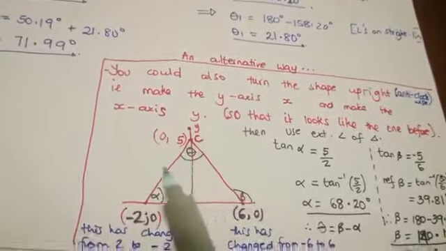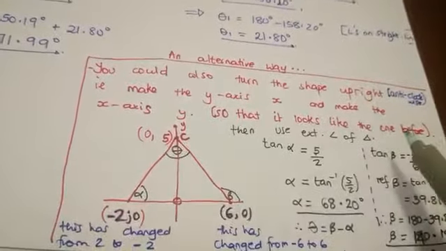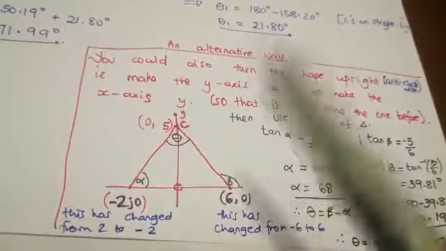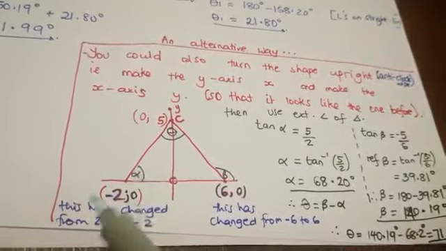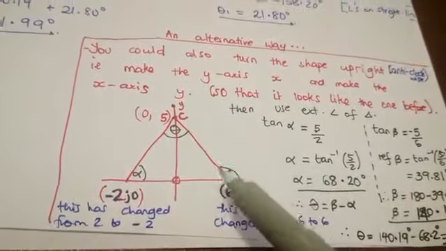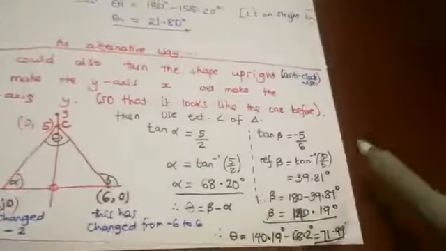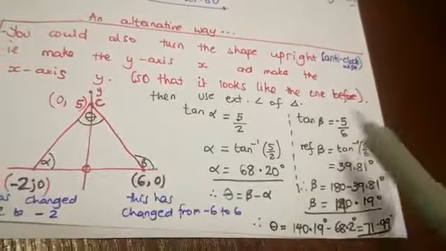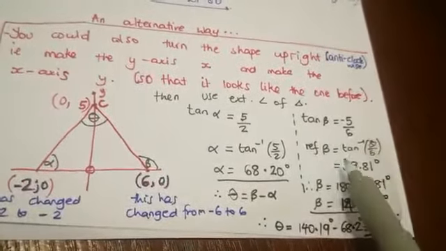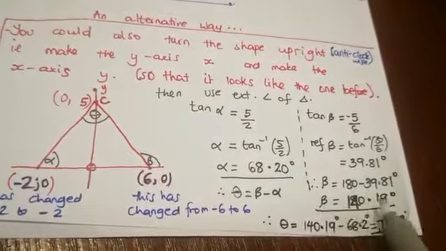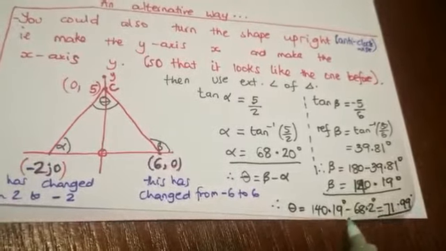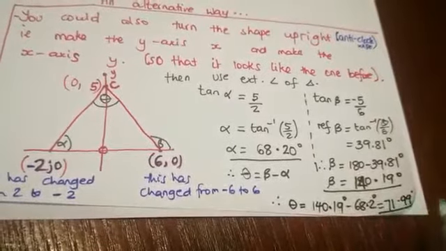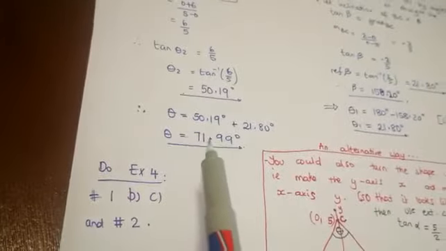So your diagram then looks like that. Now if it is like this, then it looks like the one that we did before. So now you can use your exterior angle of a triangle, and the triangle now looks as normal as the one before. So now you don't have to split this one and that one. You just have to calculate your alpha, which is what I did, 68.20. Calculate beta, this one on the outside, and remember the line is decreasing, or the gradient is negative, so we have to find reference beta first, and then beta is going to be 140.19. Then to find theta, it's going to be 140.19 minus 68.20, which gives you 71.99, a value that is the same as the one that we did here.